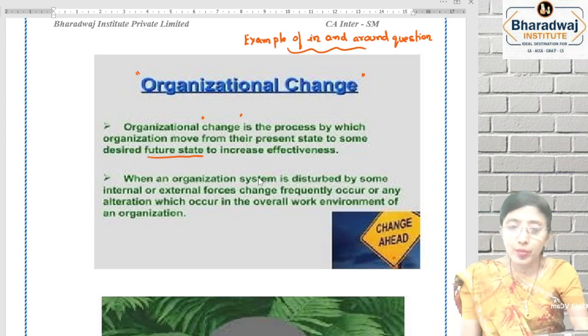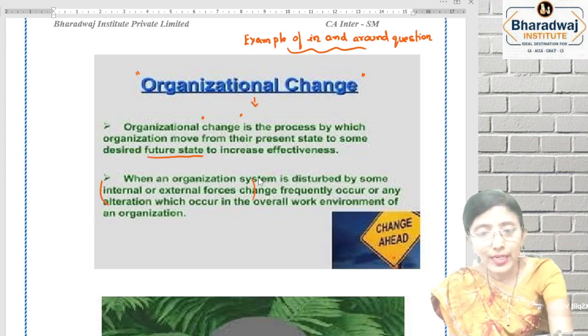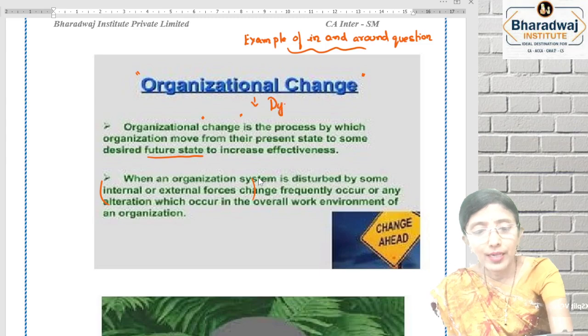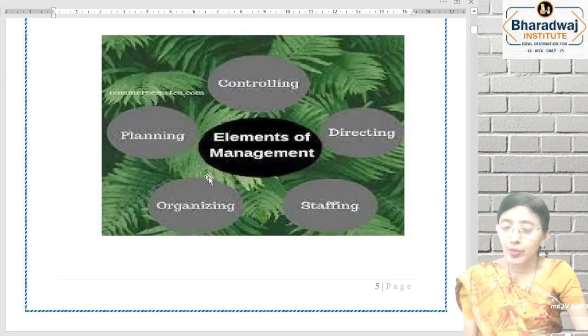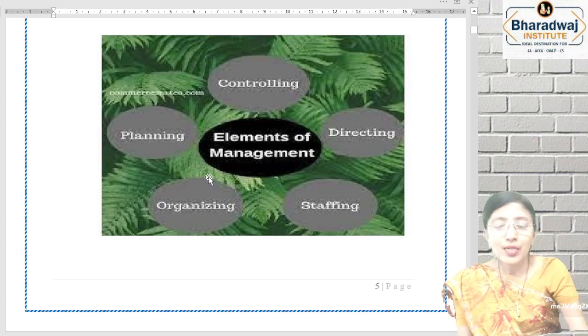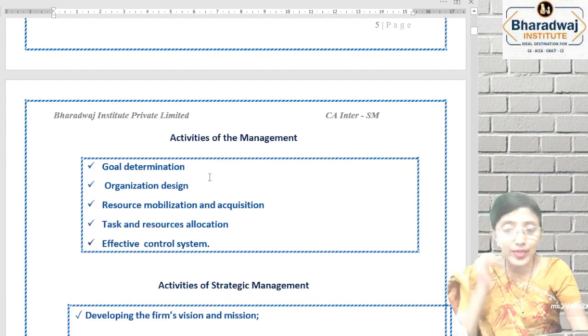So that is a very important component. It is because it has to be dynamic. Business is dynamic. That's why a change is needed. Okay. Remember the elements of management, even as students of business management, you would be knowing that, right? Okay. Now come to activities of management.